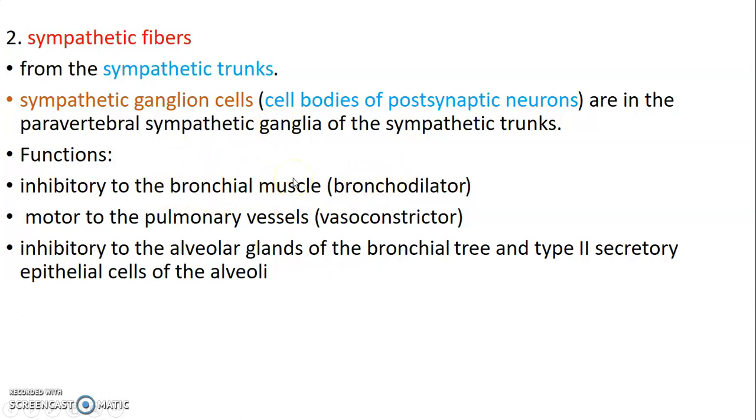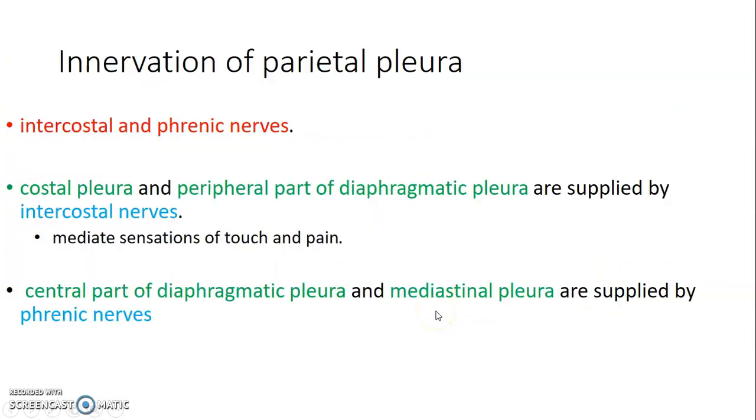We have sympathetic from the sympathetic ganglion, will cause bronchodilation of the bronchial muscles. They will cause vasoconstriction of the pulmonary vessels, and they will inhibit mucus secretion from the glands in the bronchial tree. So when you stimulate sympathetic from the sympathetic ganglion, there will be bronchodilation. The bronchi will dilate because the muscles will be inhibited. Pulmonary vessels will constrict, and glands within the bronchial tree will decrease in secretion. So you will inhibit glands of the bronchial tree from secreting mucus.